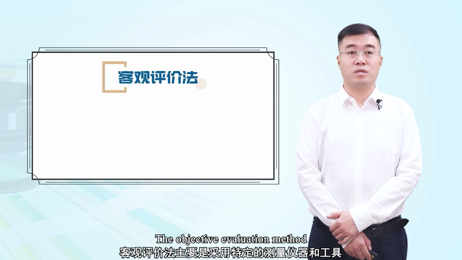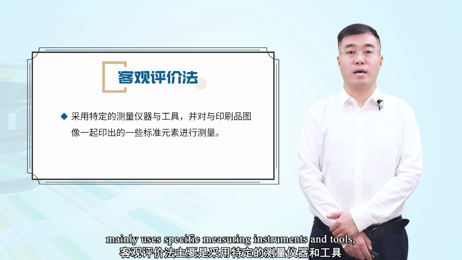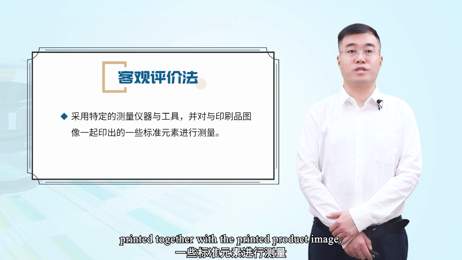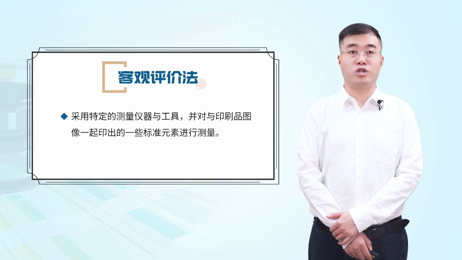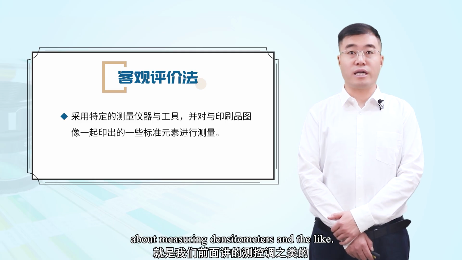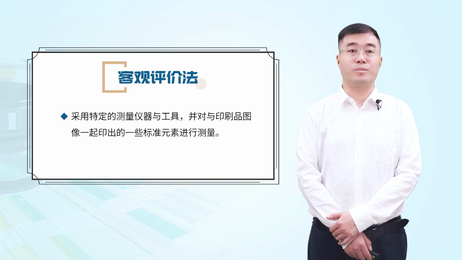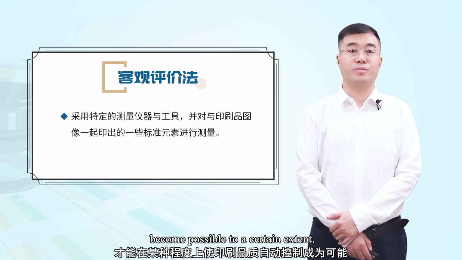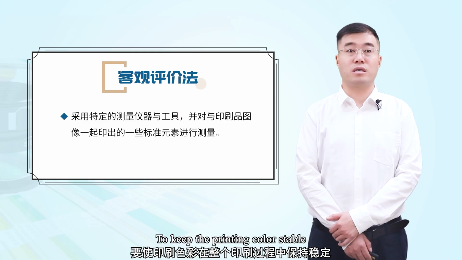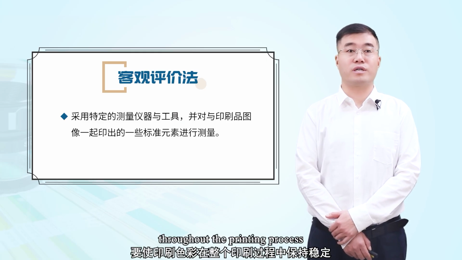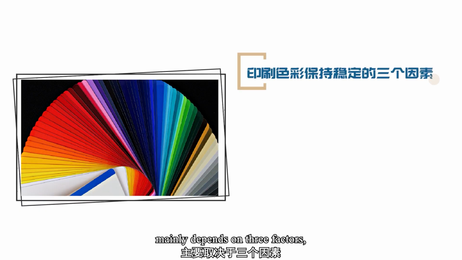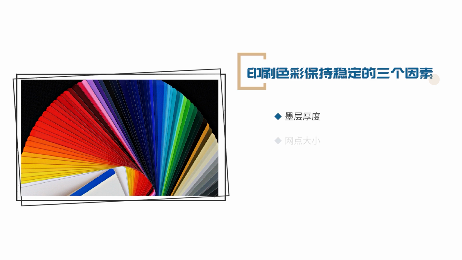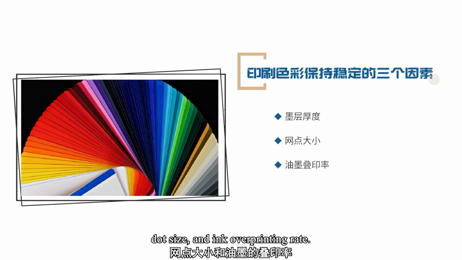The objective evaluation method mainly uses specific measuring instruments and tools, and measures some standard elements printed together with the printed product image. That is what we mentioned before about measuring densitometers and the like. Only through measurement can the automatic control of printing quality become possible to a certain extent. To keep the printing color stable throughout the printing process mainly depends on three factors, which are what we usually call the ink film thickness, dot size, and ink over printing rate.